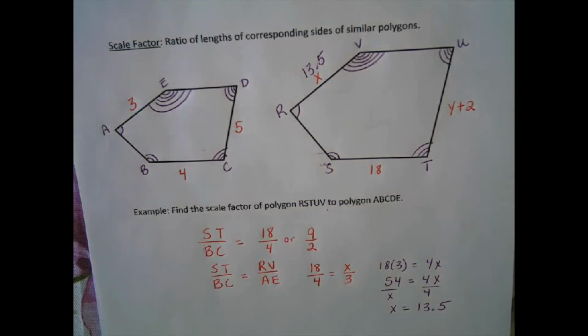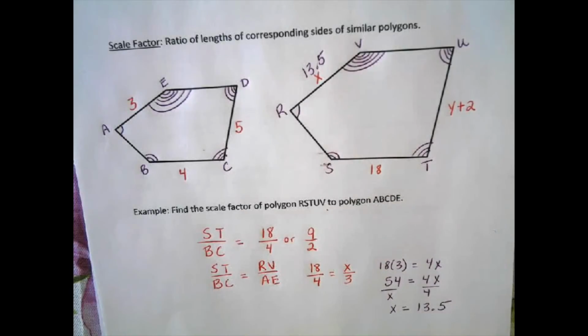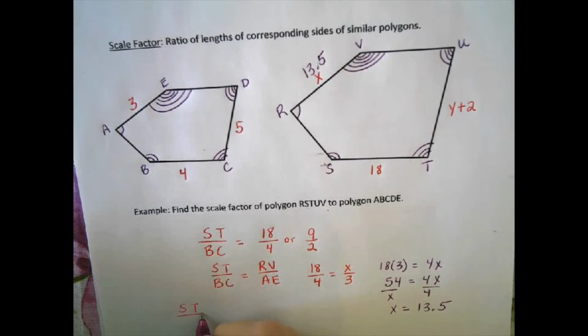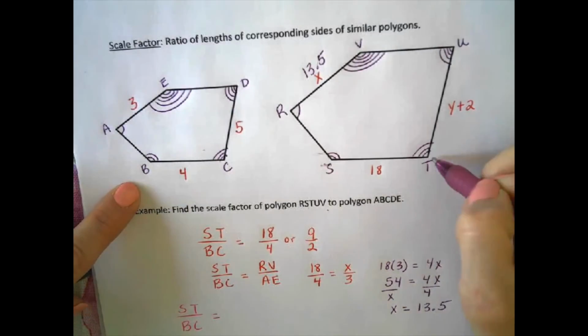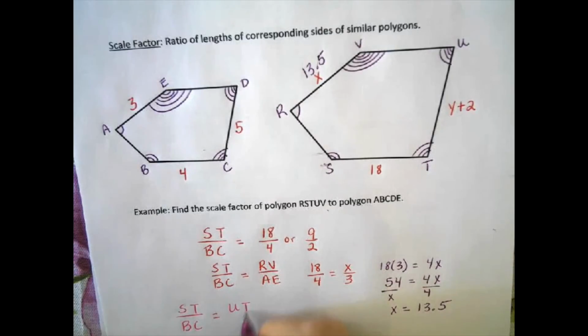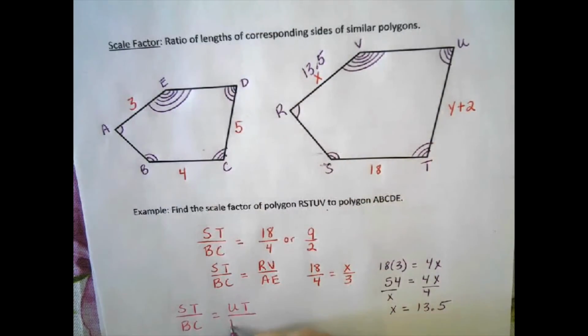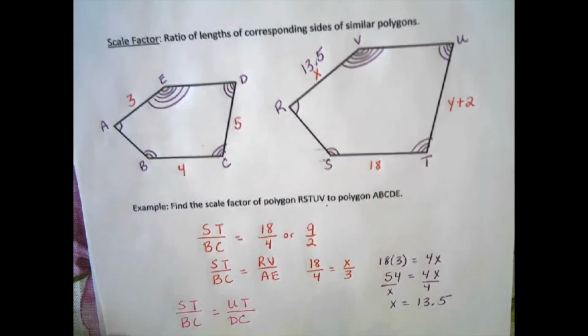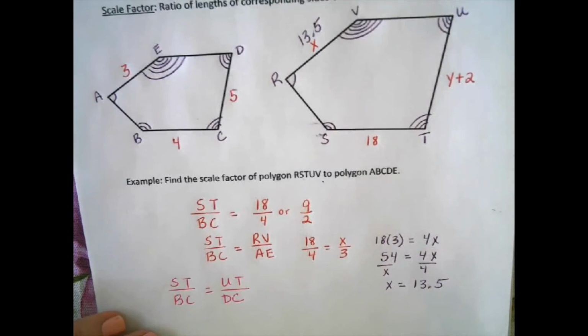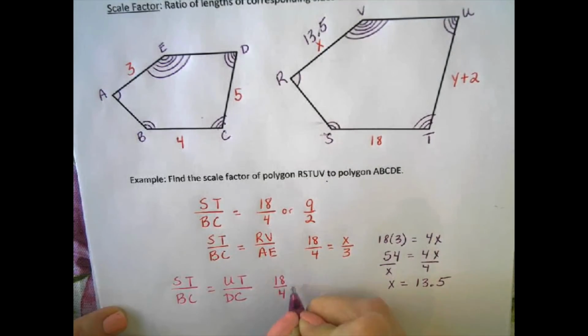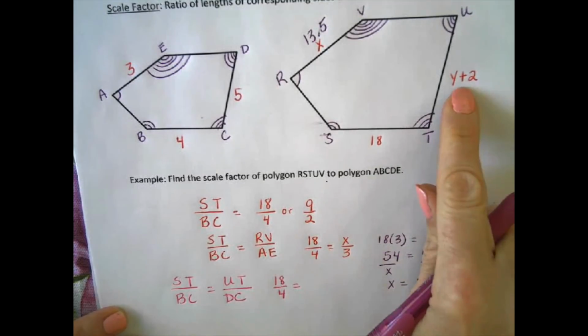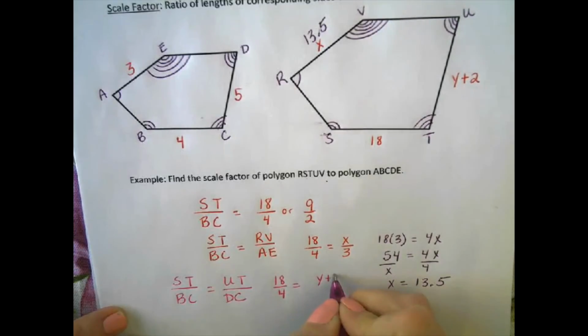In setting this up, I'm going to say that ST is to BC as UT is to DC. So what I'm going to find then is that, again, I have 18 to 4 is now going to be equal to Y plus 2 to 5.